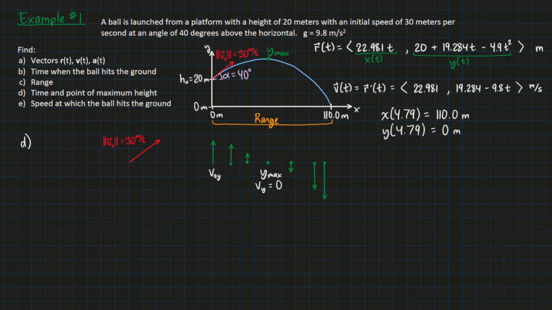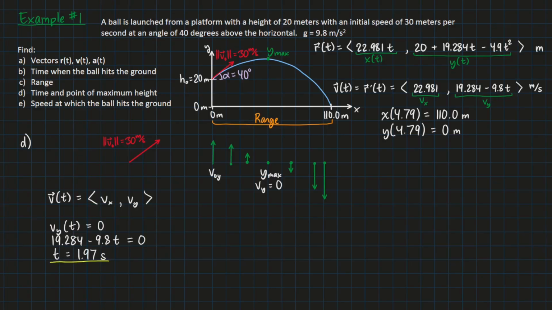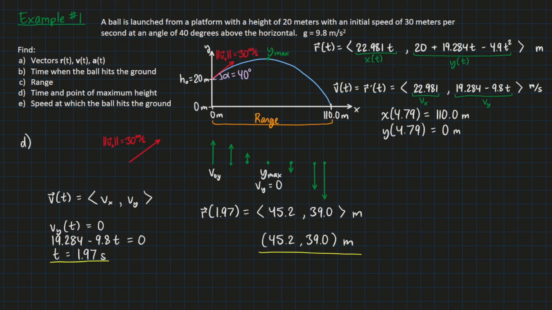To solve for this, we look at the y component of the VFT function. We're going to set 19.284 minus 9.8t equal to 0. This is to find the time when the ball's vertical velocity is equal to 0, and thus this is when the ball is at its maximum height. So the time equals approximately 1.97 seconds, and to get that point, we're going to plug that time into our RFT position, and the point of the ball's maximum height should be about 45.2, 39.0 meters.